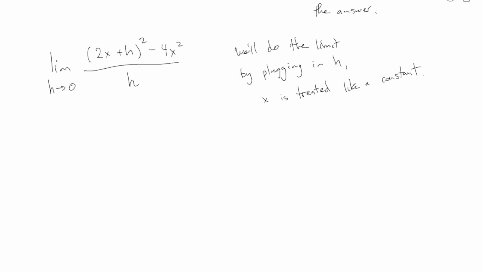All right? Anyway, we can still do all that same stuff that we did before. It will look slightly more complicated. So I begin by trying to plug in h equals 0. So this whole thing here, when I plug in h equals 0, I get 2x plus 0 squared minus 4x squared, divided by 0. That is plugging in h equals 0. The bottom is 0. What about the top?